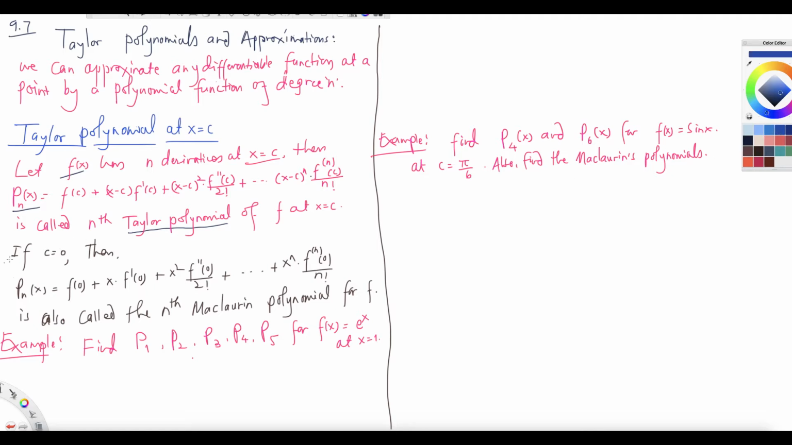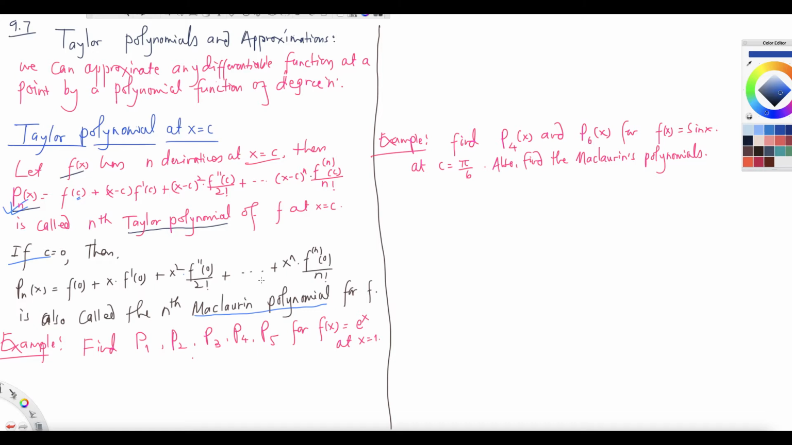Okay, if you take C equals 0, that equation becomes P_n(x) equals f(0) plus (x minus 0), which is x, times f prime at 0, plus x squared times f double prime of 0 divided by 2 factorial, and so on, plus x to the n times the nth derivative of f at x equals 0 divided by n factorial. It is also called the Maclaurin's polynomial.